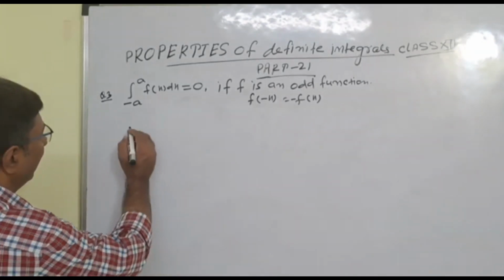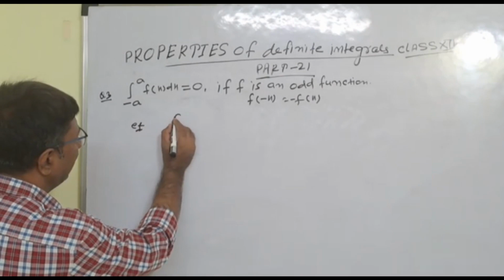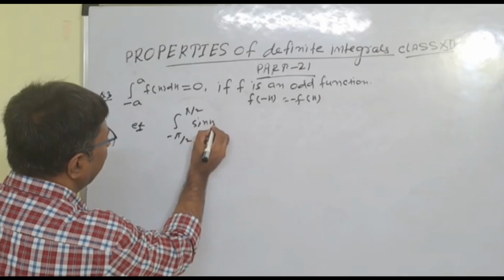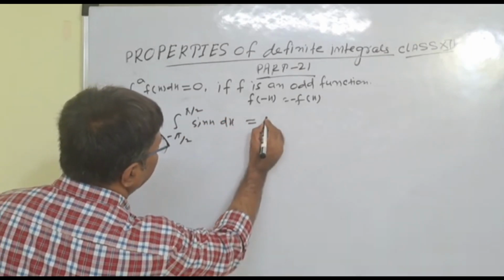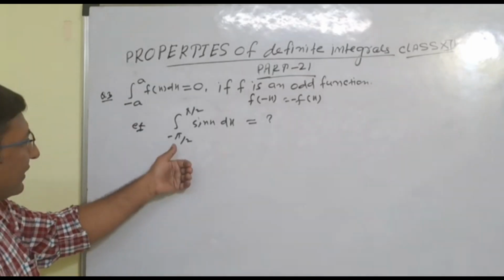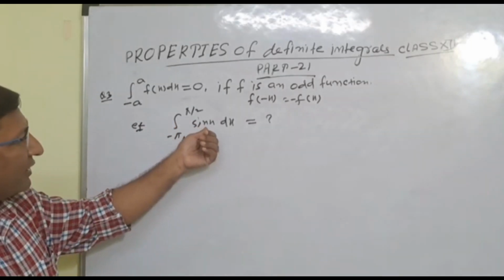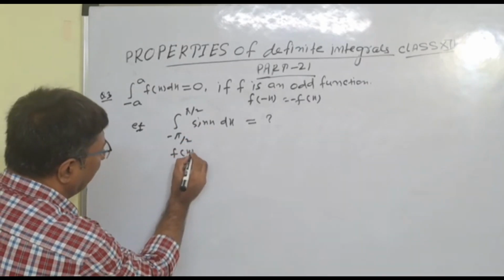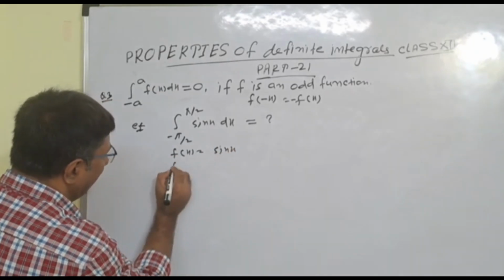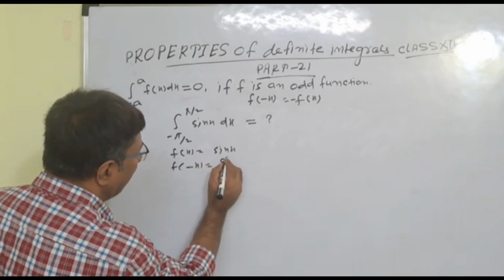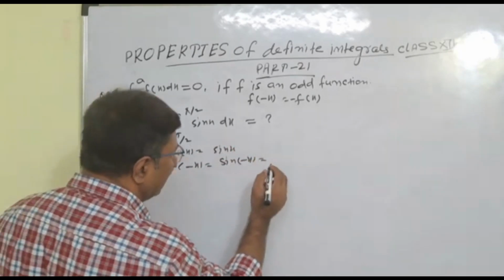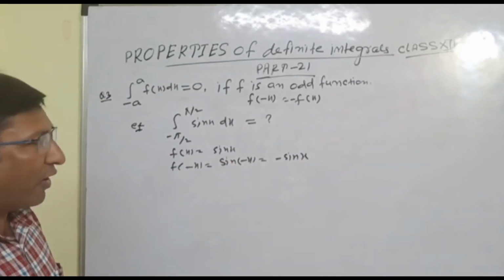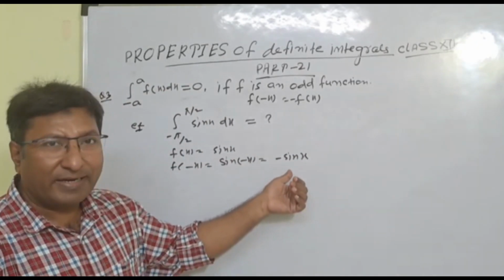So let us take one example. Suppose your example is the integration from minus pi by 2 to pi by 2 of sin x dx. We have to find this. Now you see here minus a to a, so we have to check whether this function is odd or even. You know f of x is sin x, and f of minus x is sine of minus x. Sine of minus x is minus sin x, because in the fourth quadrant sine is negative.